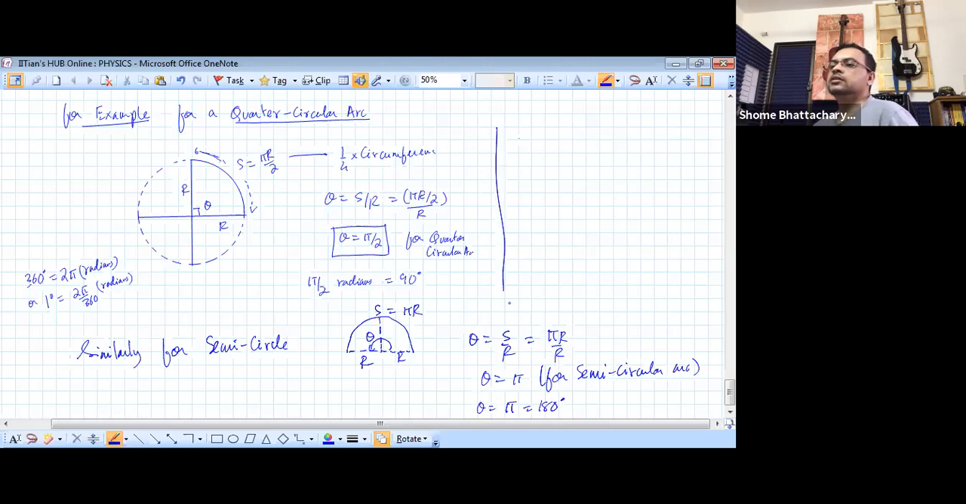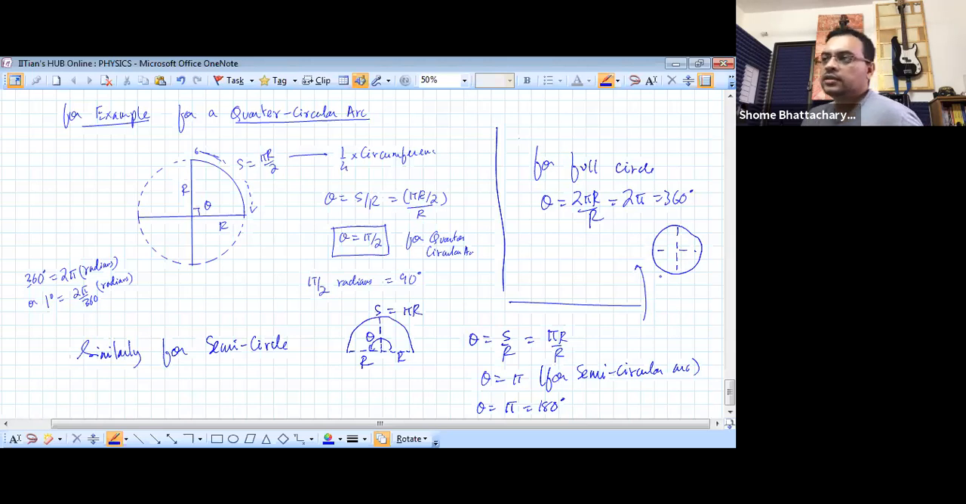Similarly, for a full circle, theta is equal to 2 pi r divided by r. That is nothing but 2 pi, which is the same thing as 360 degrees. So therefore, for any arbitrary arc, in general, theta is equal to arc upon radius. So the general definition of an angle theta expressed in radians is nothing but a simple ratio.